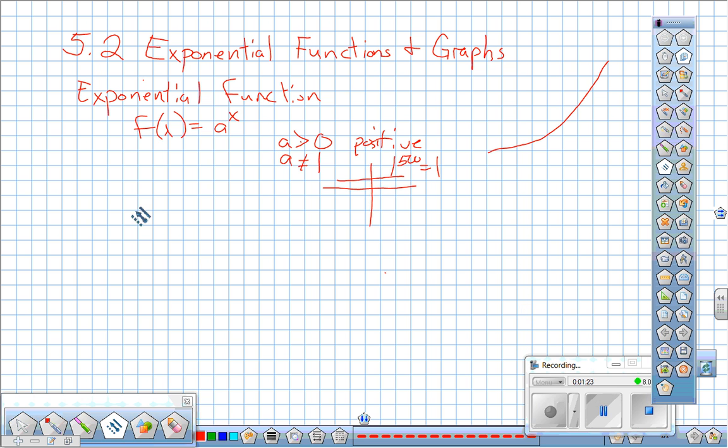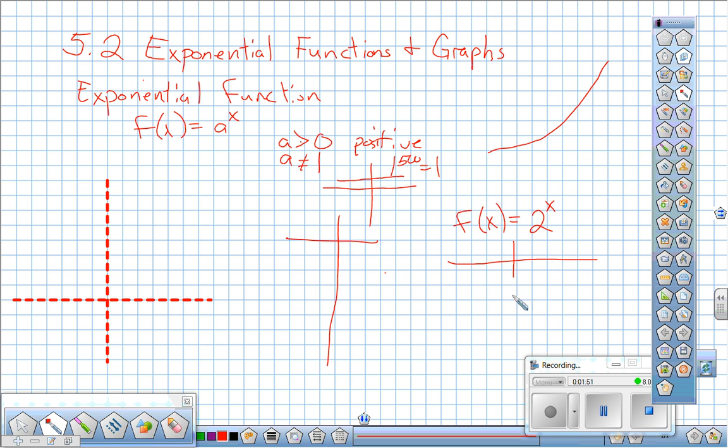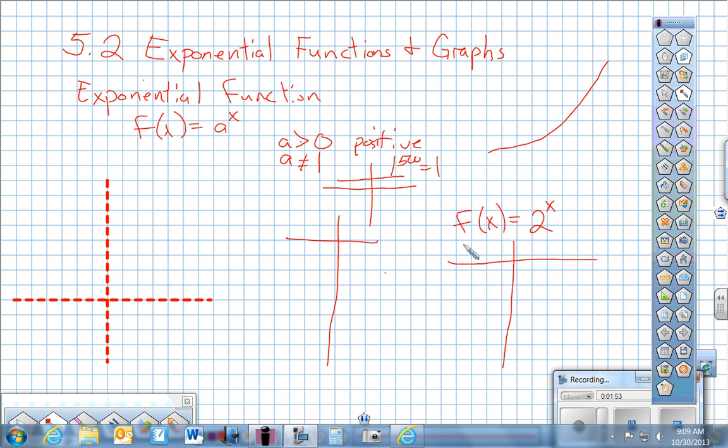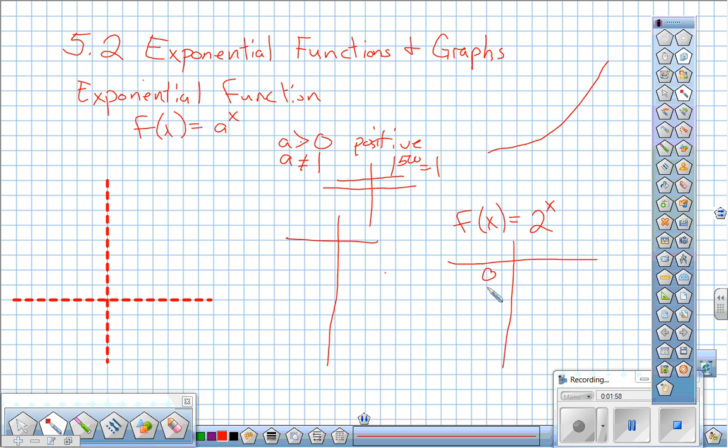So in order to plot something like this, we're going to have our axes. I'm just going to leave them dotted because it really doesn't matter. And I'm just going to go ahead and place it down here. So what we're actually going to end up doing is making a table of values. So if, for example, our function was f of x equals 2 to the power of x, we're going to pick some different values of x. So 0, 1, and 2 are always good places to start.